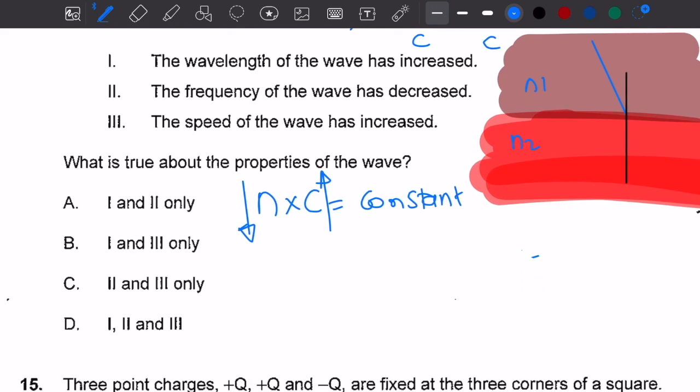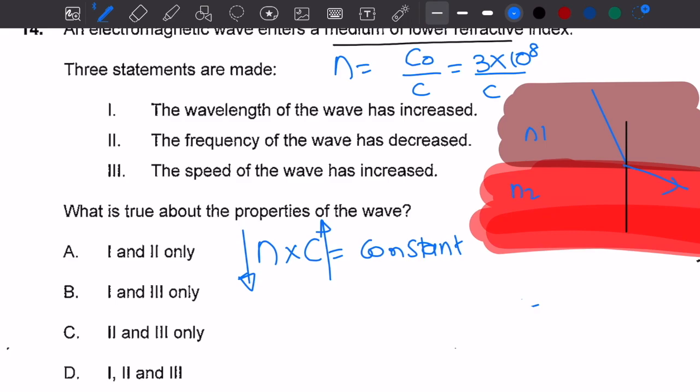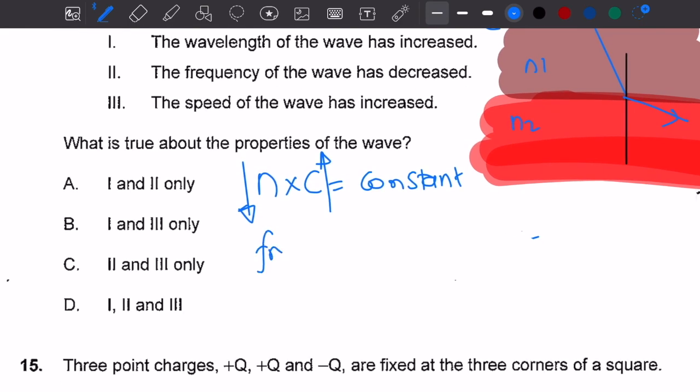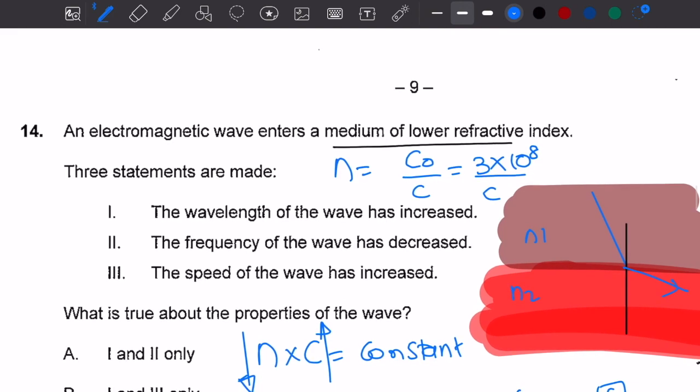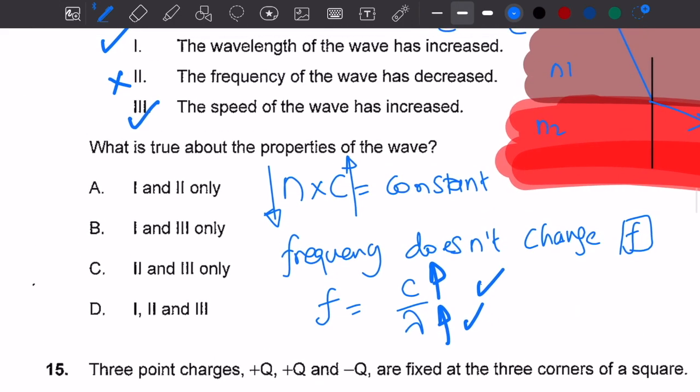Second thing we have to understand is that the frequency of a wave does not change by moving from one medium to another medium. So frequency remains the same. As frequency equals c over lambda, if the wave speed has increased, wavelength also has to increase. So the wavelength of the wave has increased, correct. Frequency does not change, speed of the wave has increased. Answers 1 and 3 are correct. Answer is B.